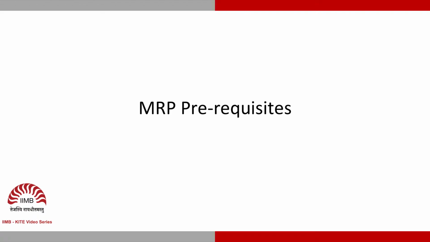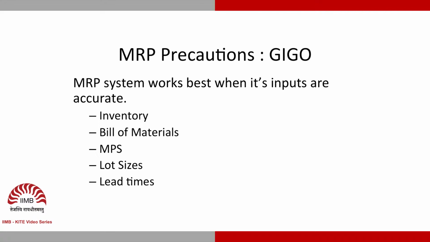In this session, we are going to look at what are the prerequisites for MRP. As we know, GIGO, garbage in, garbage out. Any system works best when its inputs are accurate. So, MRP system inputs are inventory, bill of material, MPS, master production schedule, lot sizes and lead times.